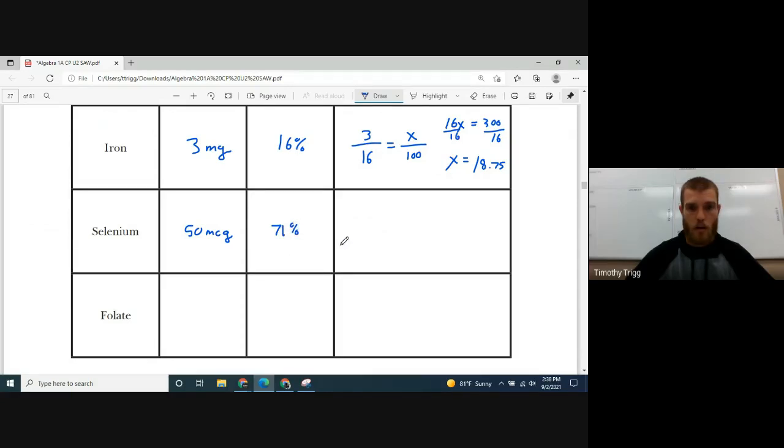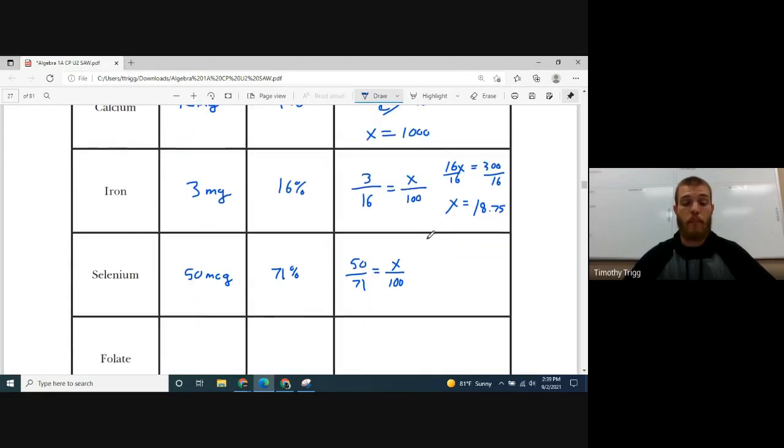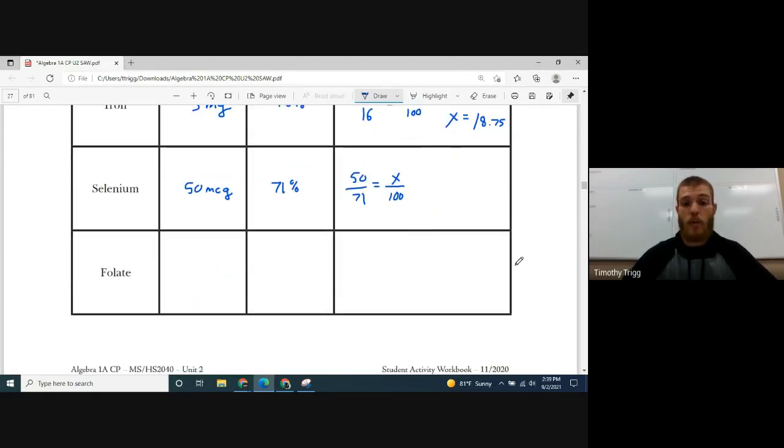Okay. I'll set it up over here. So 50 represents 71% of your daily value. So how much is needed for 100% of your daily value? I'm going to let you try to solve that one on your own. You see the examples here. Okay. And then try doing this one on your own as well. Try to finish up this silesium row by solving this proportion, and then try doing this one on your own.